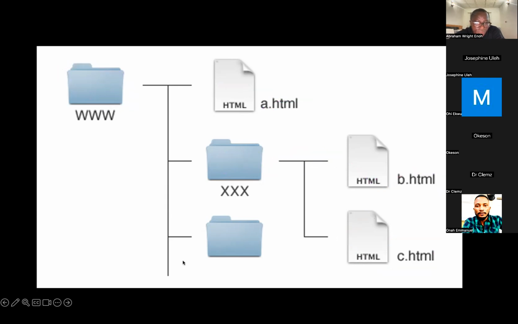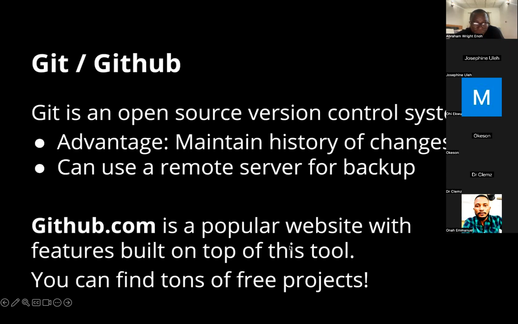It's not too much there because you all know, I believe. All right. This level now is what we refer to as Git and GitHub, right? Git is an open source version control system. It has so many advantages, a very big community. You maintain histories of changes. You can commit. Commit means push all your code there. You can use a remote server for backup.